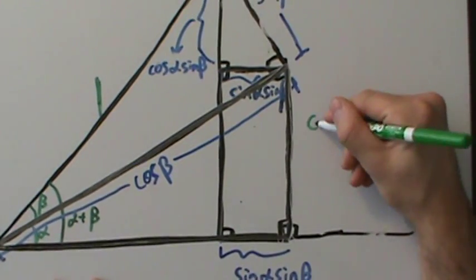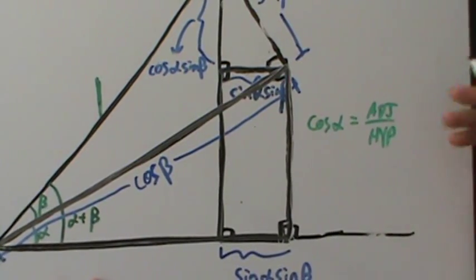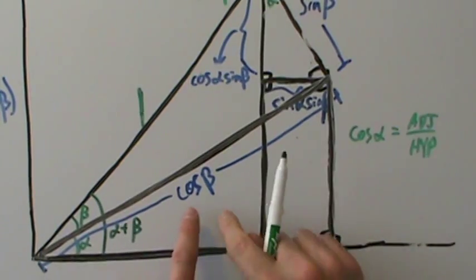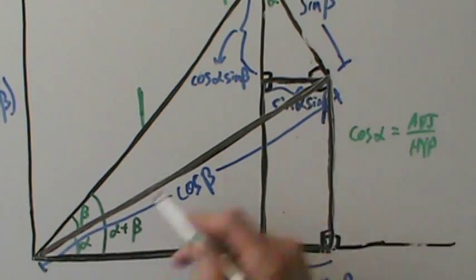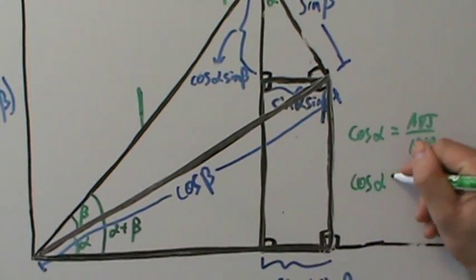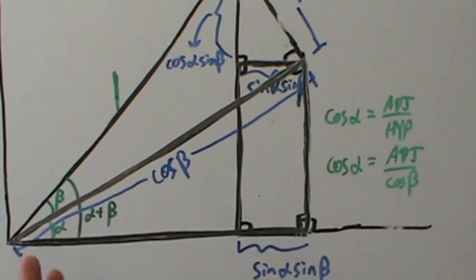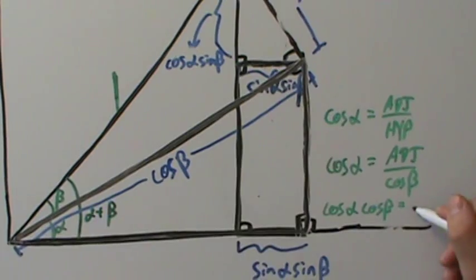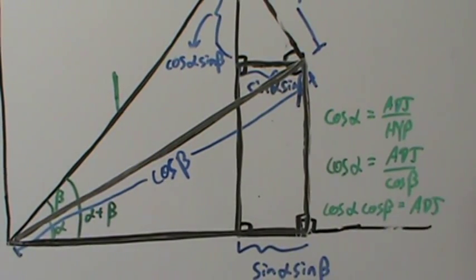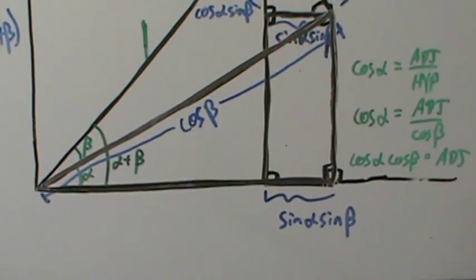Cosine of alpha equals adjacent divided by hypotenuse. We know the hypotenuse is the cosine of beta. We found that out earlier. So this hypotenuse, that whole thing, is cosine of beta. So cosine of alpha equals adjacent divided by cosine of beta. Now we can multiply both sides by the cosine of beta. So we have cosine alpha, cosine beta, and that's going to give us the adjacent side. So the adjacent side of this right triangle, the adjacent side to angle alpha, exactly equals cosine alpha, cosine beta. Let's go ahead and label that.